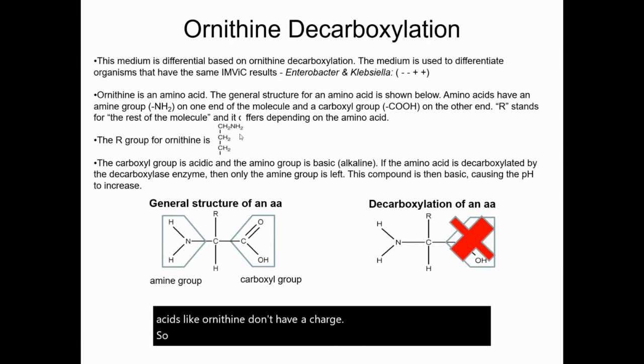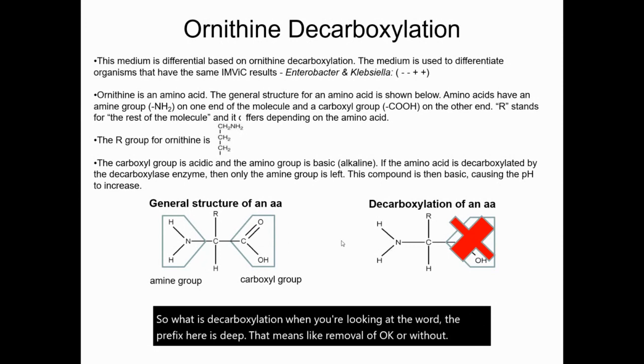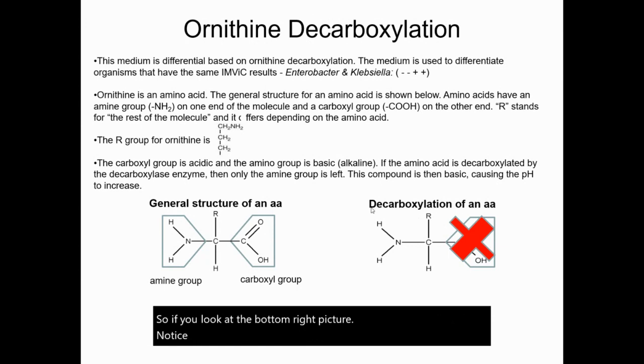So what is decarboxylation? Well, when you're looking at the word, the prefix here is D. That means like removal of, or without. So if you look at the bottom right picture, notice what decarboxylation is. It's where we're removing the carboxyl group. And in order for this to happen, there has to be a certain enzyme called decarboxylase that the organism can use to remove that carboxyl group from an amino acid.